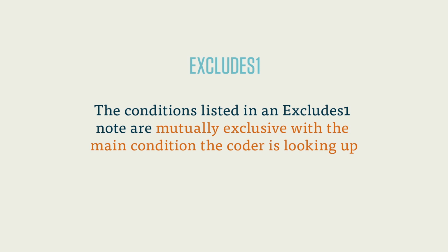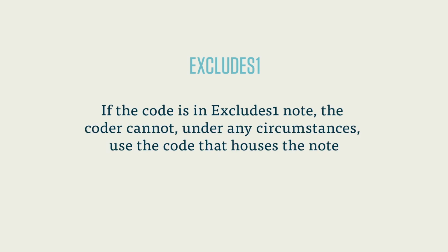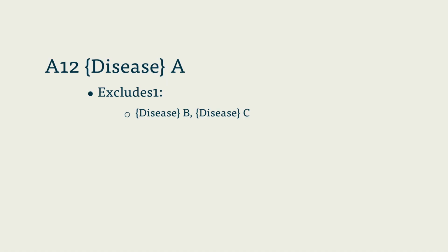The conditions listed in an excludes 1 note are mutually exclusive with the main condition the coder is looking up. An excludes 1 note informs the coder that if the code they are looking up is the excludes 1 note, the coder cannot, under any circumstances, use the code that houses the note. For example, you might find something that looks like this. A12, disease A, excludes 1, disease B, disease C. That is, if a medical coder is looking for disease B, but thinks the code for disease A would be appropriate, the excludes 1 note would direct her to look elsewhere besides disease A.